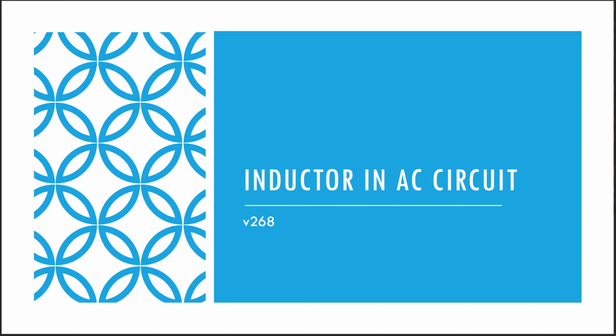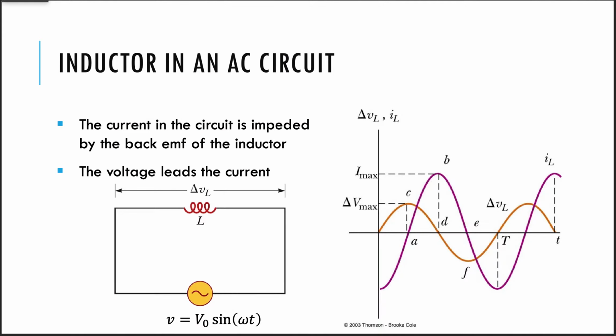Everyone. We just finished talking about inductors, so let's put them in AC circuits. That's what we're going to do in this section. On the left, we see that there's an inductor, there's an AC source. What happens in this case is that the current in the circuit is impeded by the back EMF of the inductor. So what this means is that the current is continuously changing because of the AC source.